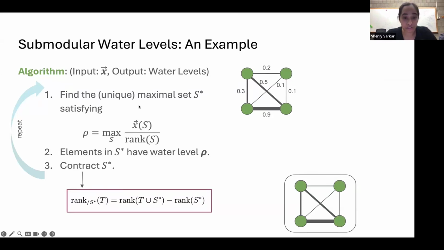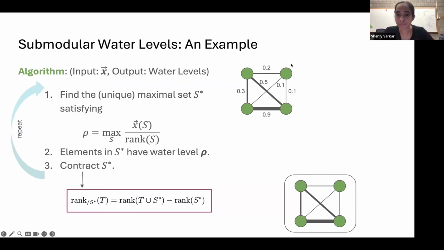The first thing we're going to do is look at this ratio. If we look at the linear program for matroid intersection from before, x of S always had to be less than or equal to rank of S. Well, let's look at what's closest to tight. What maximizes this ratio? That number will be rho, and you can find a unique maximal set S star satisfying this ratio rho. The fact that it's unique follows from submodularity, but basically you can find this set S star that's closest to being filled, and elements in S star have water level rho. We're going to contract S star and repeat.